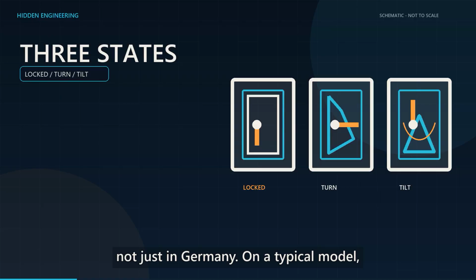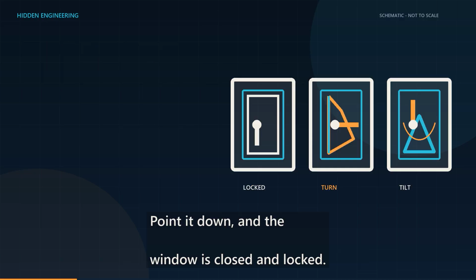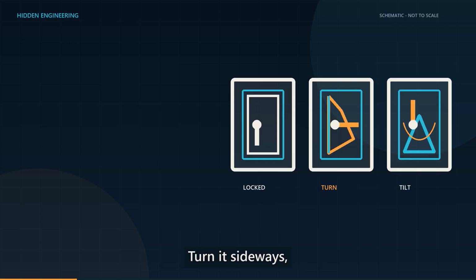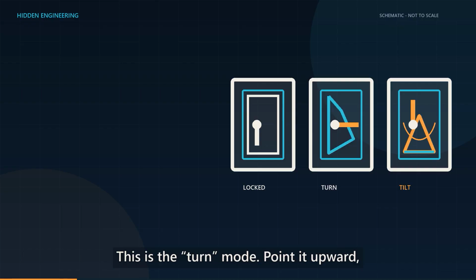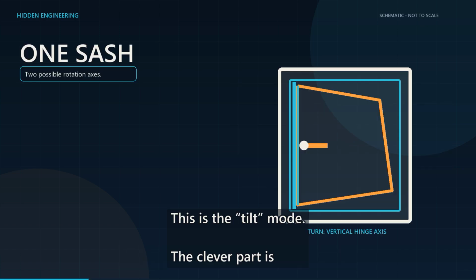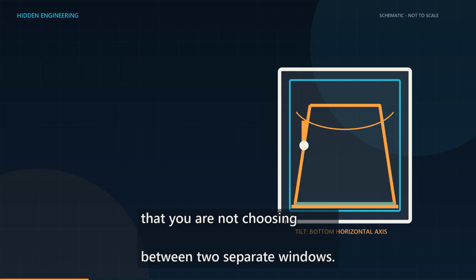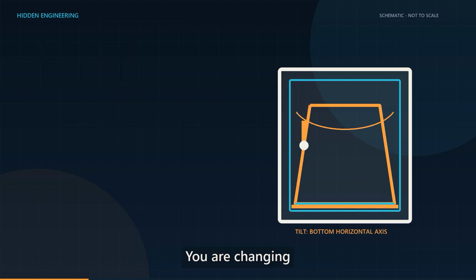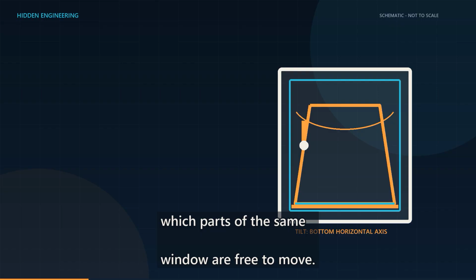On a typical model, the handle selects one of three positions. Point it down, and the window is closed and locked. Turn it sideways, and the sash swings inward from the side. This is the turn mode. Point it upward, and the top tilts into the room while the bottom remains supported. This is the tilt mode. The clever part is that you are not choosing between two separate windows. You are changing which parts of the same window are free to move.